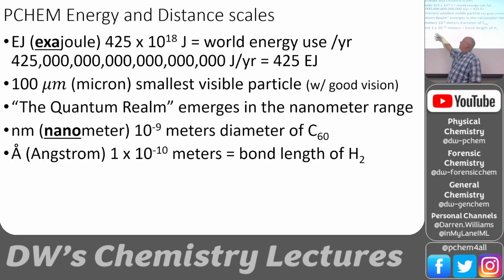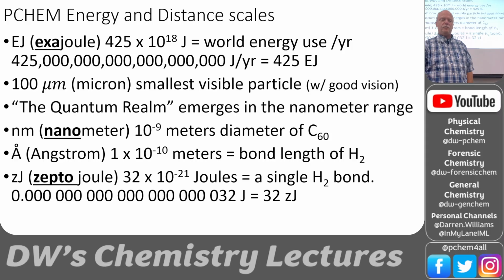Okay, that's not quite one of the powers of 3, like 10 to the minus 9. That's a nanometer. The angstrom is its own sort of unit, an A with a little circle on top, and that's 10 to the minus 10 meters. And then we get down in terms of energy. The energy of a single hydrogen bond is a zeptojoule, lowercase z, and that's 10 to the minus 21. So instead of writing out all of these zeros, we can just simply write that out as a lowercase z, 32 zeptojoules. So pretty exciting range of numbers in terms of energy or in terms of distance scales that we cover in physical chemistry.